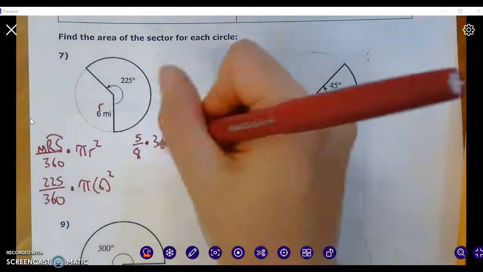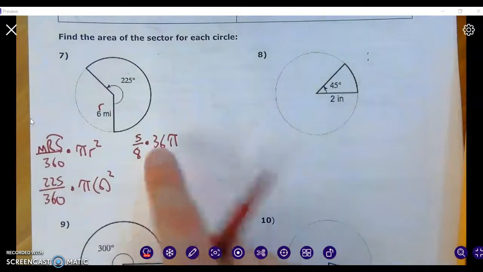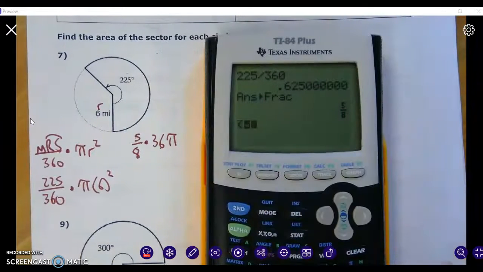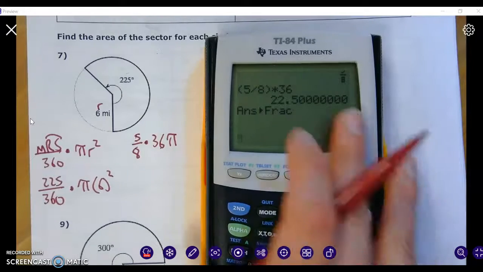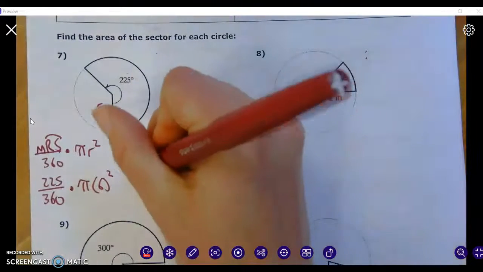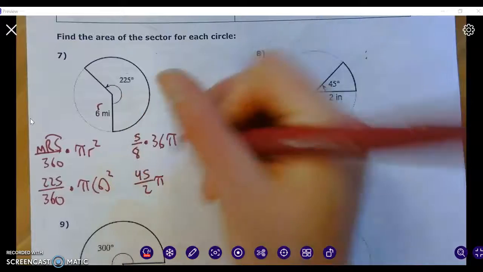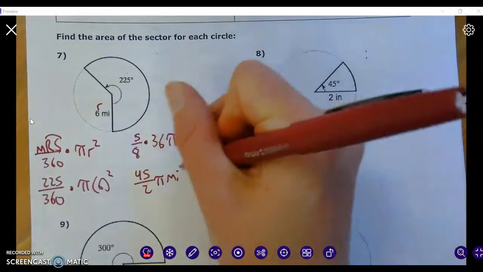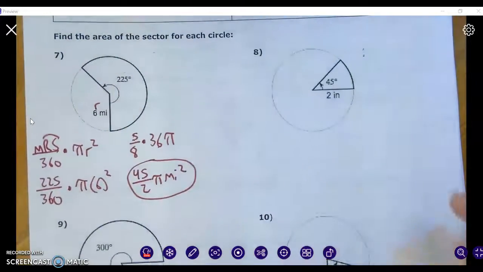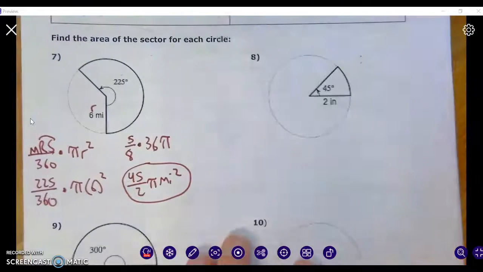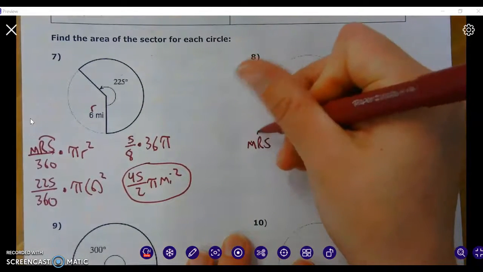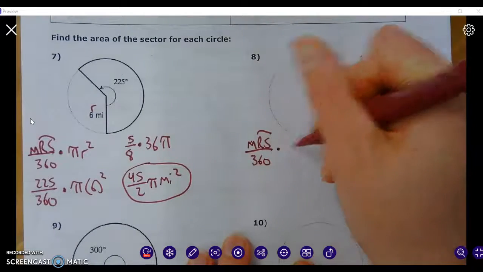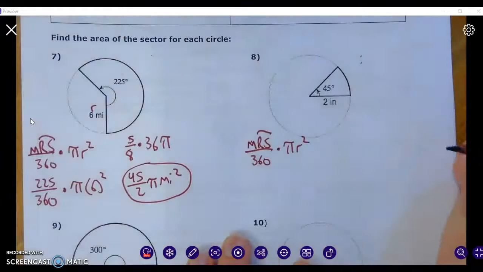Okay, and then we're going to, just like we did in the last section, multiply 5/8 and 36 together. So that's going to be 22.5, which as a fraction is 45 halves. So we have 45 halves pi, and then it is miles squared. Okay, so let's try another one. I'm going to start by copying the equation down. The measure of the arc divided by 360 times pi r squared.